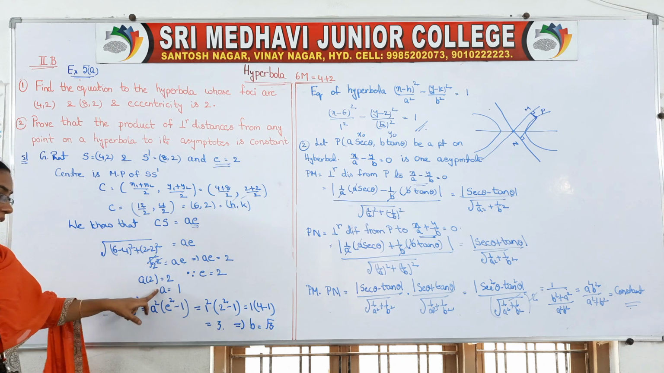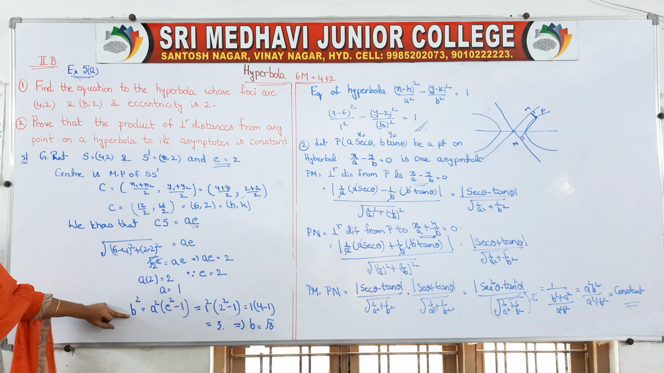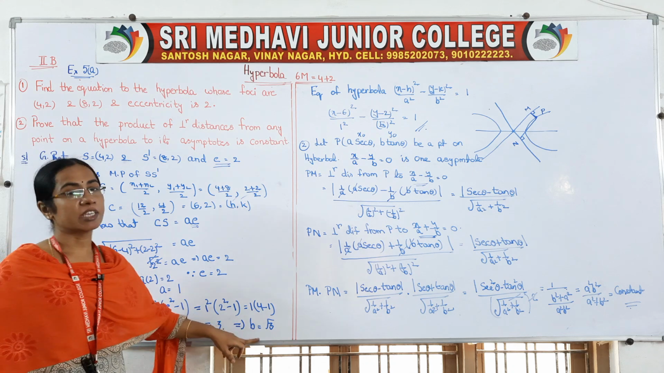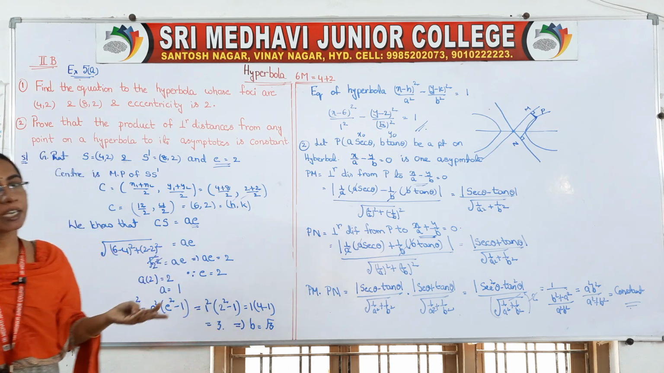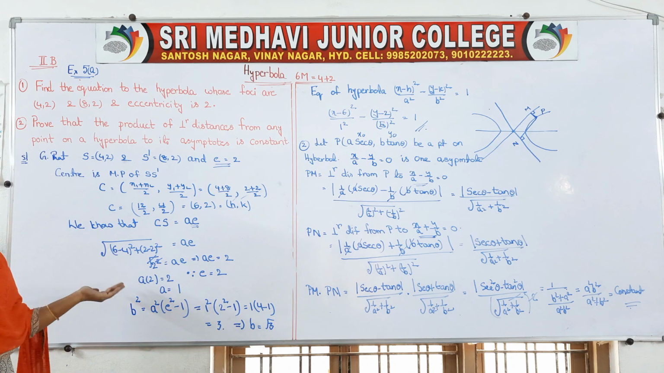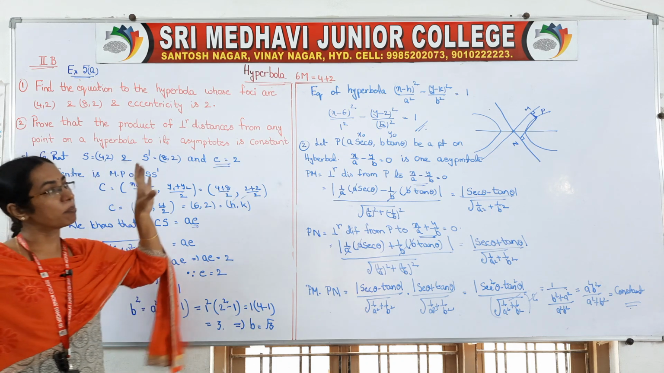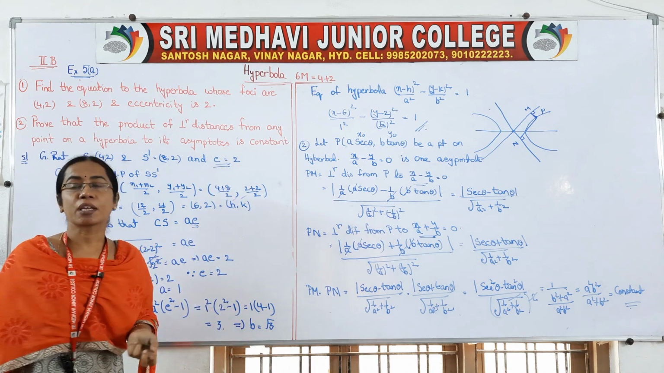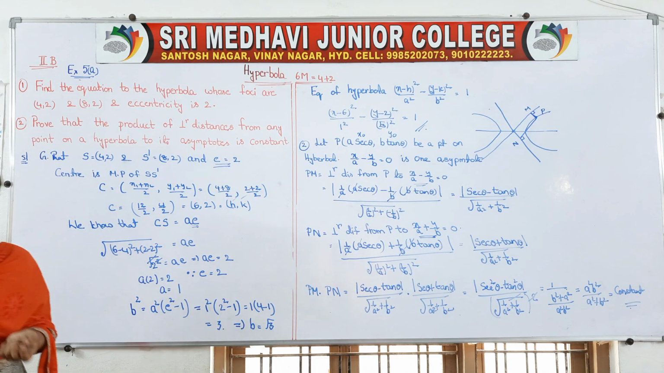Once we got A, we know the E value, so we can easily find B square. There is one formula: B square is equal to A square into (E square minus 1). So substitute, and you will get your B. So we got the H value, K value, A value, and B value. Write the standard hyperbola formula, substitute in it, and that is your required hyperbola equation.